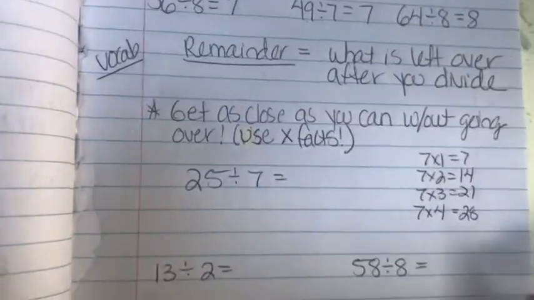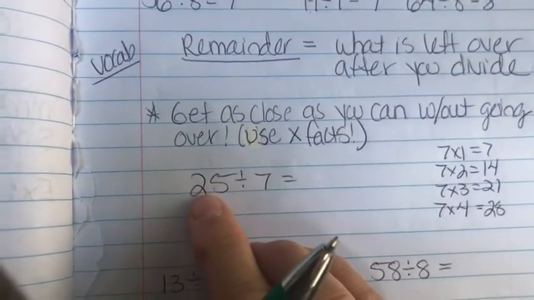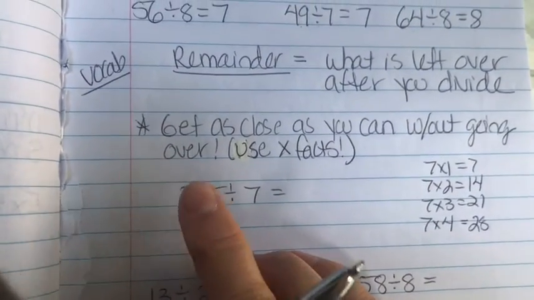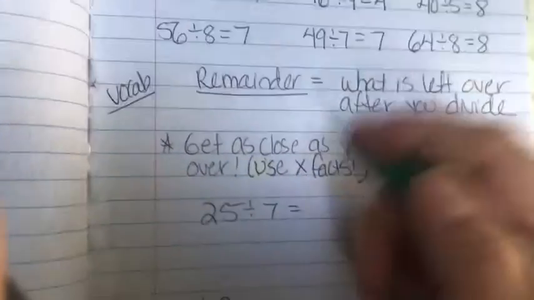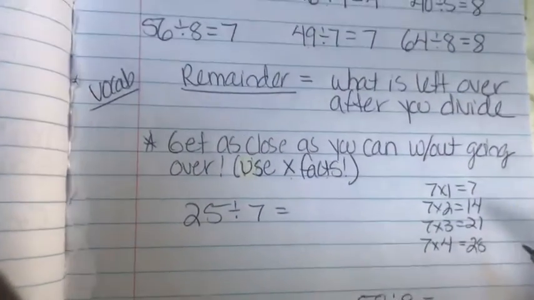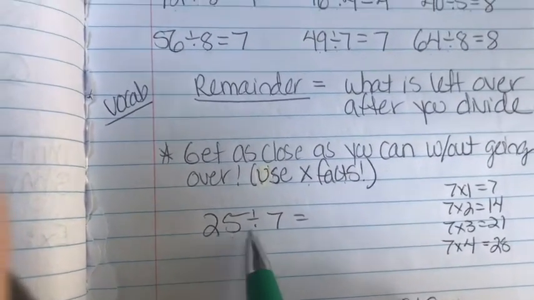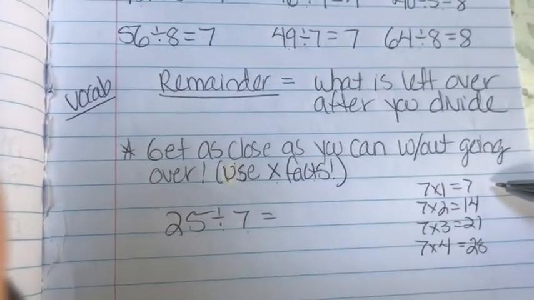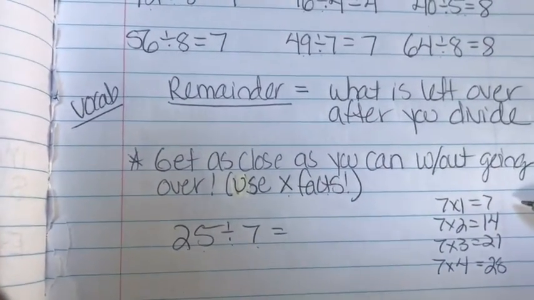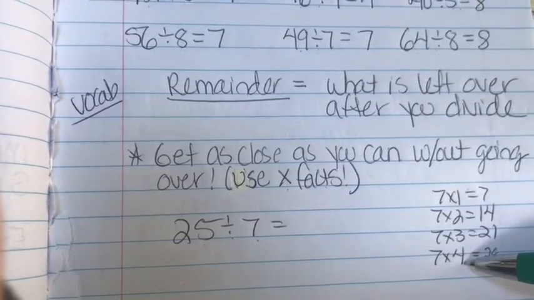In order to do these problems, you need to think about getting as close to the number, as close to the dividend as you can without going over. And you're going to use your multiplication facts, that X stands for multiplication, to help you do that. So for example, if I have a problem like 25 divided by 7, I start thinking and I really start writing down, especially if I haven't memorized my math facts well. You can write your math facts right next to these problems to help you.